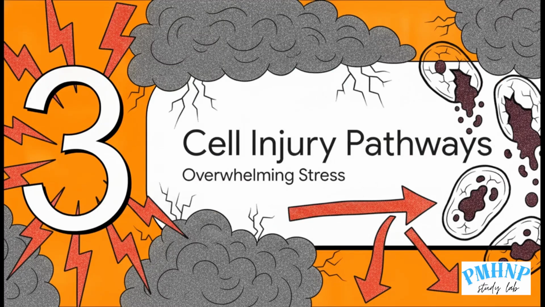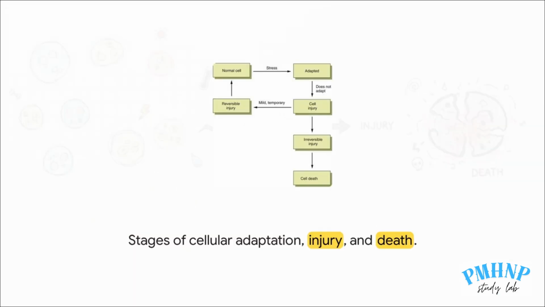Section 3. Pathways of cellular injury. Think of this progression as your mental roadmap. Notice that an adapted cell is neither normal nor injured. It's in a gray area. But if the stress persists or gets too severe, the cell crosses over into injury. Initially, this injury might be reversible. If you remove the stress, the cell can actually recover. But there is a very real point of no return. Once we cross that line, it's irreversible injury, and that inevitably leads to cell death.